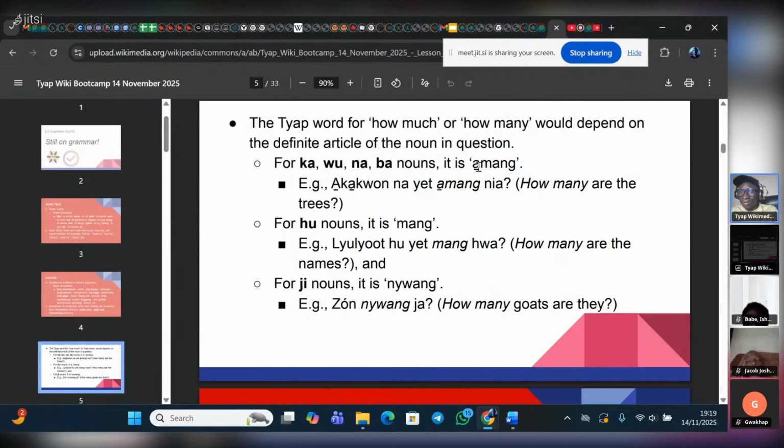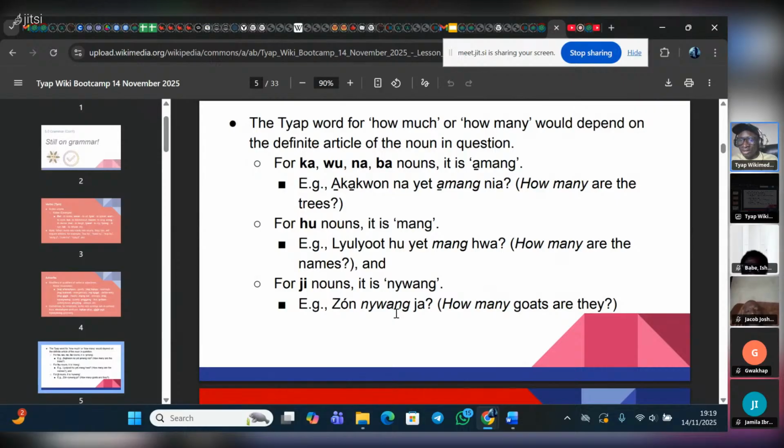Instead of a man or man, we use yuan. So if you are to ask how many or how much, you say Zhong Yuanja instead of Zhong Amang Ja or Zhong Mang Ja, which would sound incorrect in Tyap. So Zhong, as we know it, belongs to the G definite article. If you want to say the goat, you say Zhong G, and then the plural form is Zhong Ji.